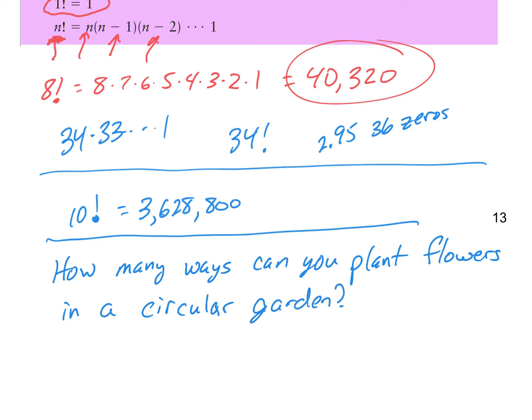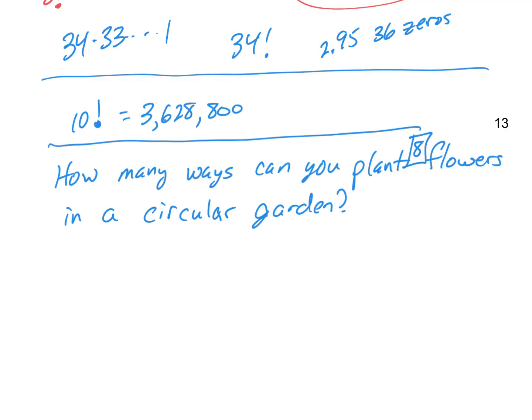All right, I'm going to pause the video here while you guys think. Oh, I guess I got to give you a number of flowers. 8 flowers. How many ways can you plant 8 flowers in a circular garden? A circular permutation is always 1 less factorial. The answer to this is 7 factorial, which is 5,040.